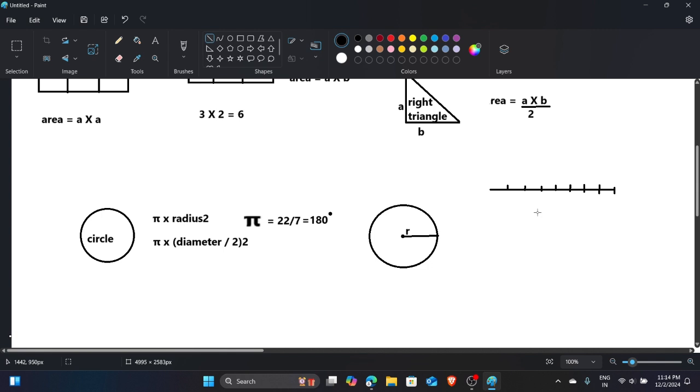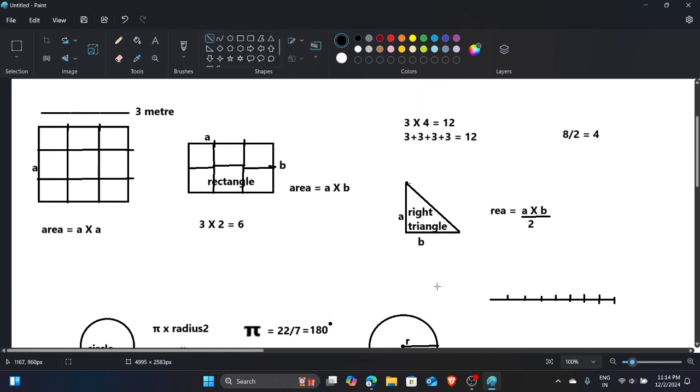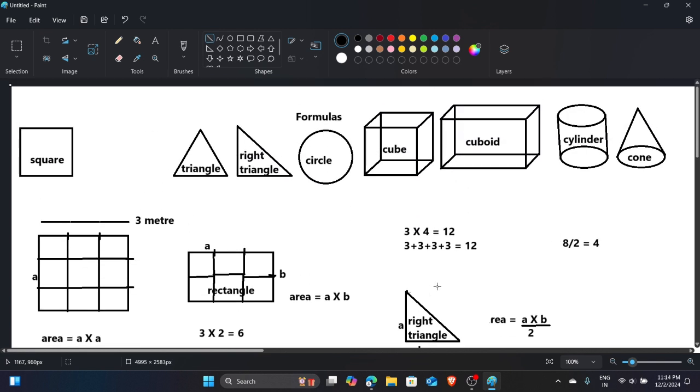This is what is happening here. I don't want to make it so complicated, so I think this explanation is sufficient for you. Now we come to cuboid, cylinder, and cone. So let's take a cuboid.